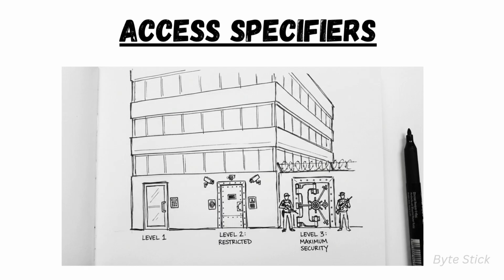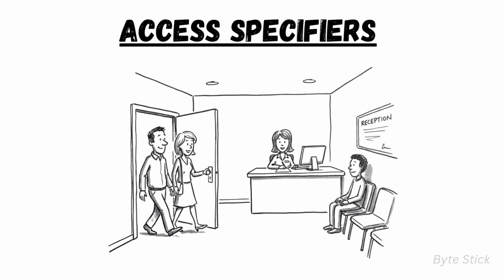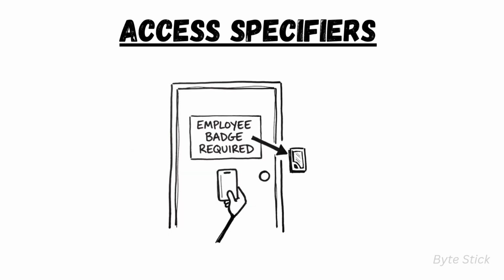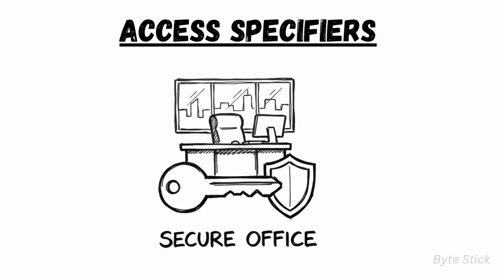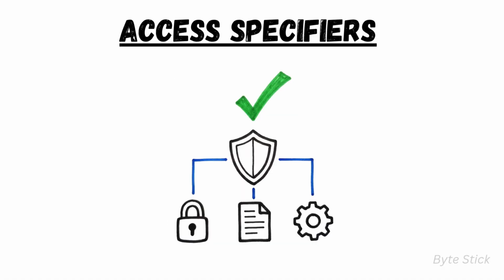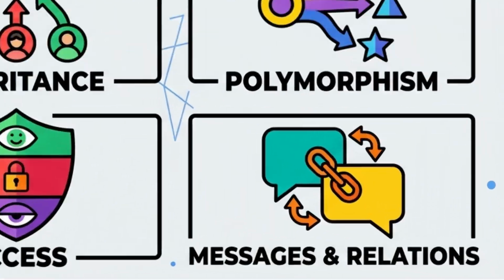This system works much like different security levels inside a building, where some rooms are open to visitors, others are reserved for employees, and a few are accessible only to management. Access specifiers improve software security, reduce unintended changes, and encourage developers to interact with classes through well-designed interfaces instead of manipulating internal details directly.